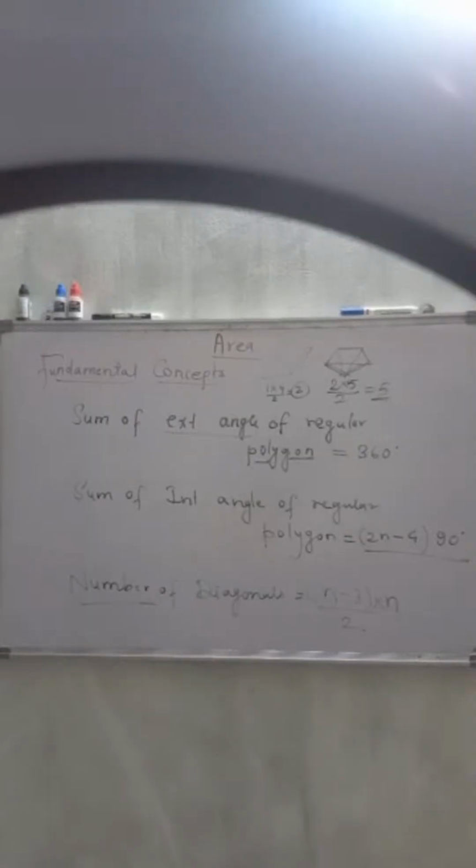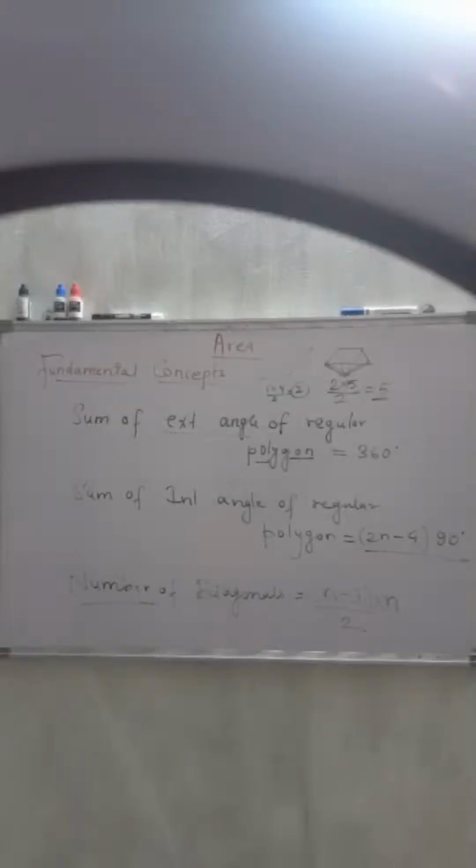Now there are some results on quadrilateral. The first one is related to parallelogram. The diagonals of a parallelogram bisect each other. The diagonals of a parallelogram divide it into two triangles of same area. The diagonals of a square are equal and bisect each other at right angle. The diagonals of a rhombus are unequal and bisect each other at right angle.